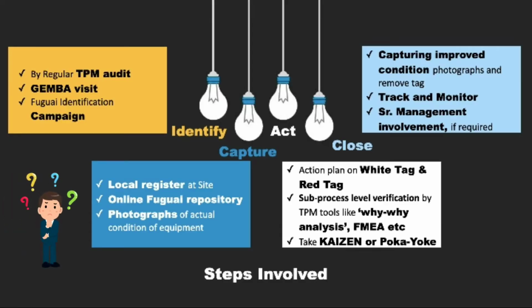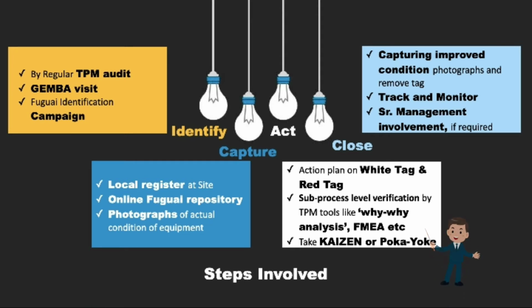A question may arise in our mind: how to identify and close a Fuguai? As you can see, there are 4 major steps involved. Identify, capture, take action and close. Fuguai can be identified by TPM audit, Gemba visit, cross-functional circle members visit or campaigns. These Fuguais can either be captured on Fuguai register available at the site or may be logged through online Fuguai system. Also, photographs of actual condition of equipment can be captured, which would act as Fuguai repository for detailed analysis at later stage.